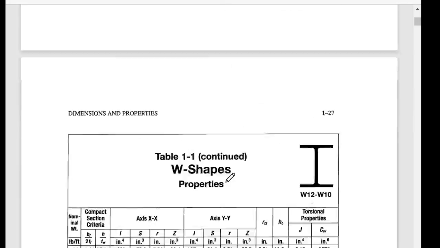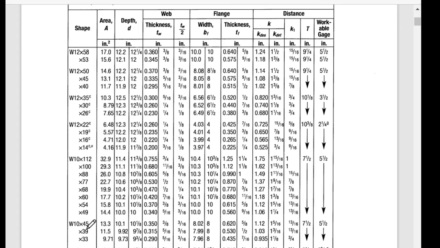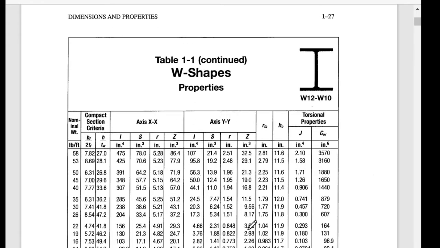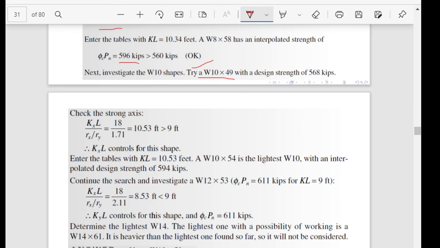Next, we'll check the W10 by 49. In the table, the radius of gyration is 4.35 and 2.54. So the ratio of that divided by 2.54 is 1.713, or in the example, 1.71. If you solve it, that is greater than 9 feet.